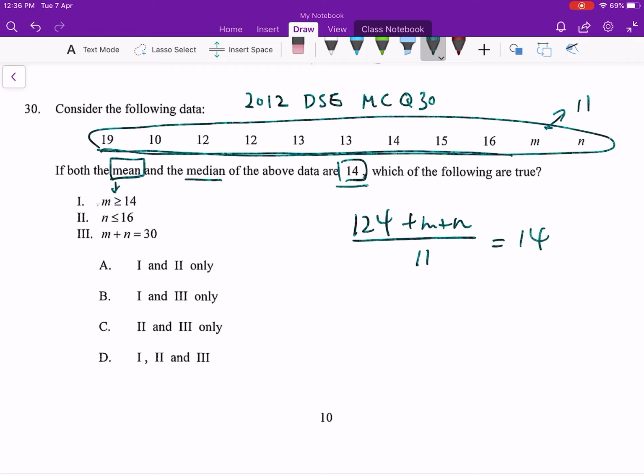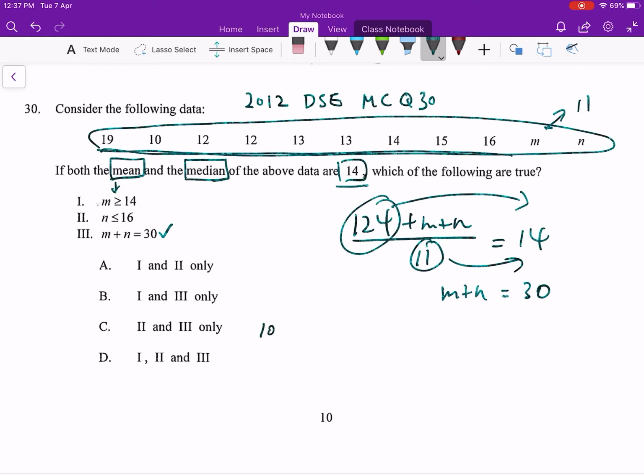From this relationship, if you move the 11 over and the 1, 2, 4 there also, you will find out m plus n equals 30. So there's no doubt that all the students can choose this answer, that 3 is right. But the next one we have to think about is the median. The median means the location of the middle number from the least to the greatest, so we have to arrange them into ascending order. The least one is 10, and then 12, 12, 13, 13, 14, 15, 16.